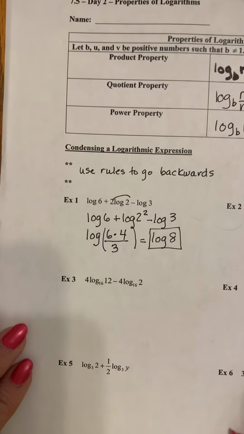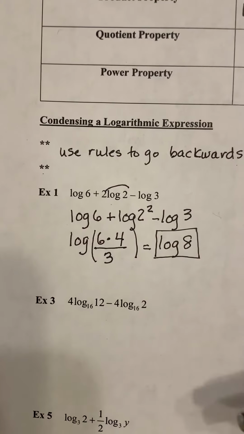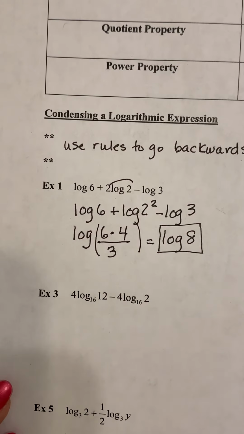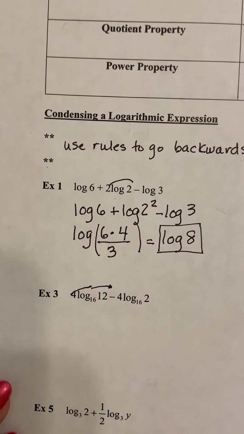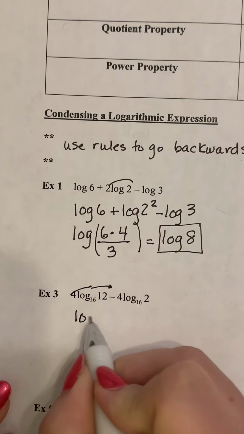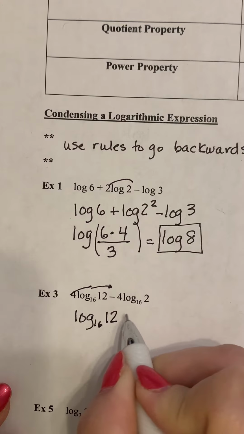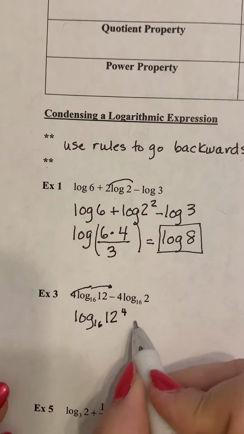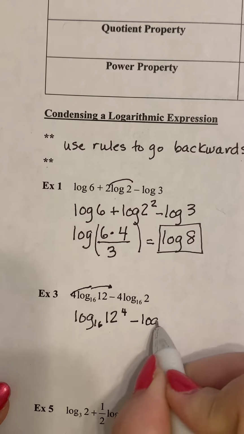Okay, now let's move on to example 3. I might zoom in on that a little bit more so we can see it a little bit better. First thing that we're going to do is we're going to take this and put it up as the exponent. So this becomes a log base 16 of 12 to the 4th. And this is log base 16. So let's go ahead and put that 4 up there again, minus the log base 16.